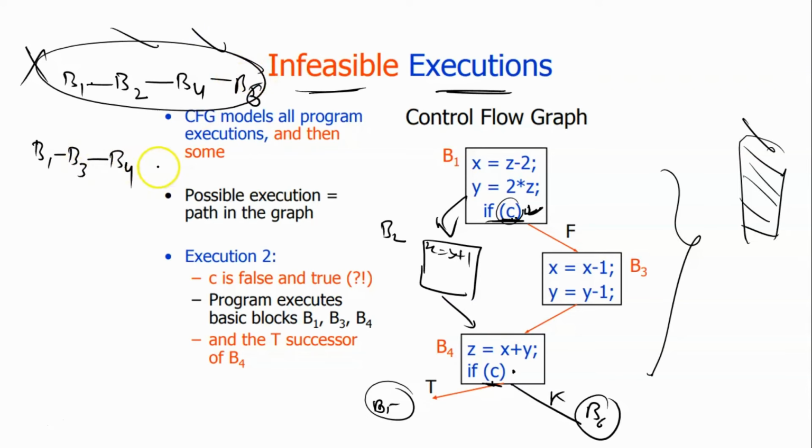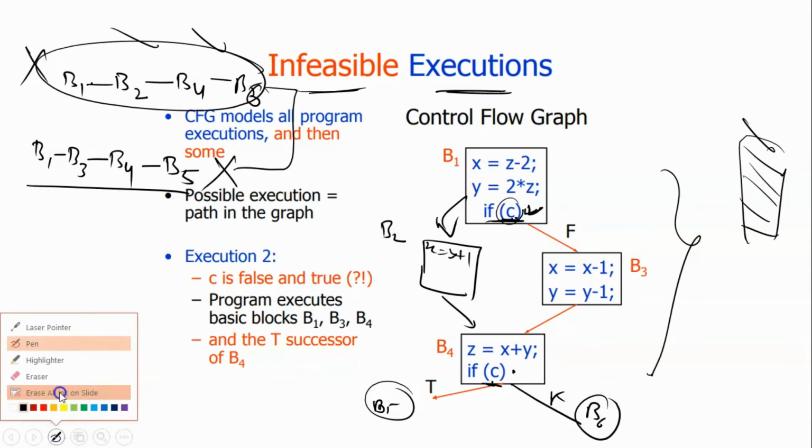Similarly, B1 to B3, B3 to B4, and B4 to B5. This execution order also can never occur. So these two execution orders can never occur when you actually run this program. But you can see your control flow graph is not saying that they will not occur. Your control flow graph is saying that they are still possible.